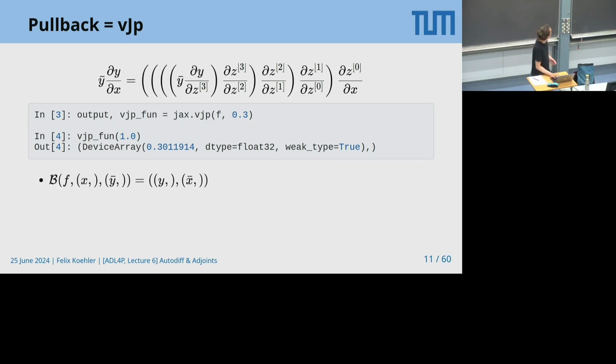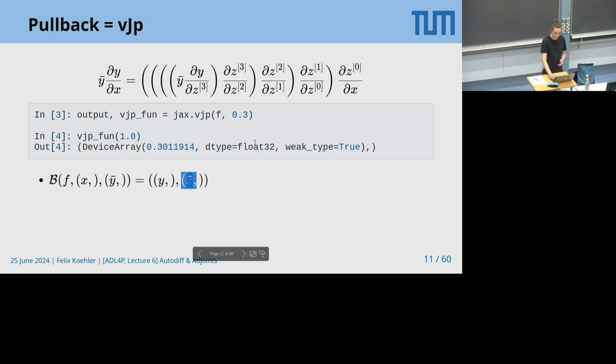Mathematically, you could say the pullback of this function f is essentially: we take our primal input x, we give it a cotangent on the output y bar, and then we get the output y and a cotangent on x. So if you think about how the information is flowing, in a push forward, primal and tangent information are both flowing in the same order as the compute graph, whereas in the reverse propagation, primal is flowing forwardly and cotangents are flowing reversely.